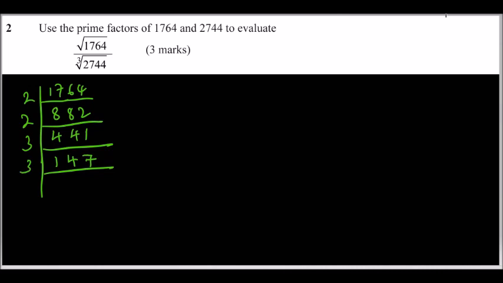Then we divide by 3 again. We will get 49, 4 for 12 and 9. And 49 can only divide by 7. So we get that is 7. So those are the prime factors.